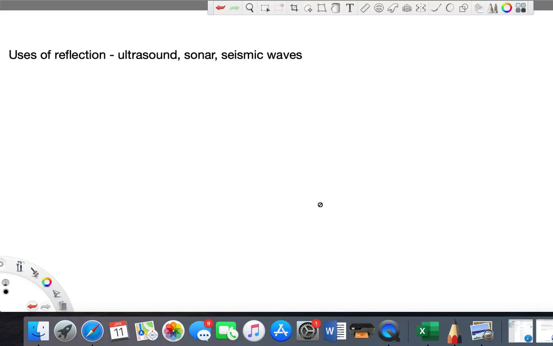Let's look at uses of reflection. So, ultrasound, which as I'm sure you know is used to look at the development of unborn babies. Sonar, used to find submarines by the Navy, used to find fish by fishermen, and seismic waves, which we have used in order to sort out the structure of the Earth. So let's look at some of these then.